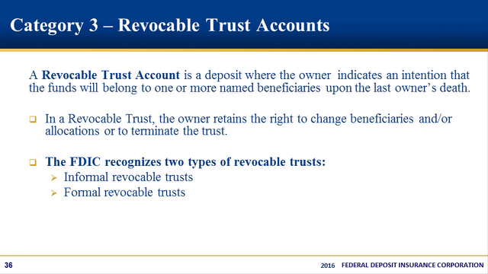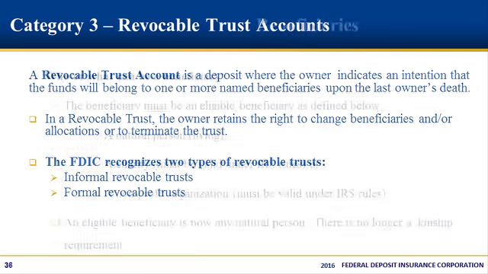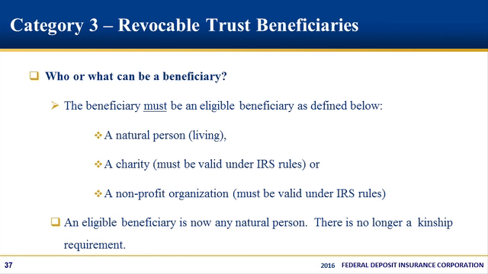For our discussion today, we will address the types of revocable trust described under the FDIC regulations. The FDIC recognizes two forms of revocable trust deposits: informal and formal revocable trusts. One of the most important questions we have to answer in determining deposit insurance coverage is, who are the beneficiaries of the trust?